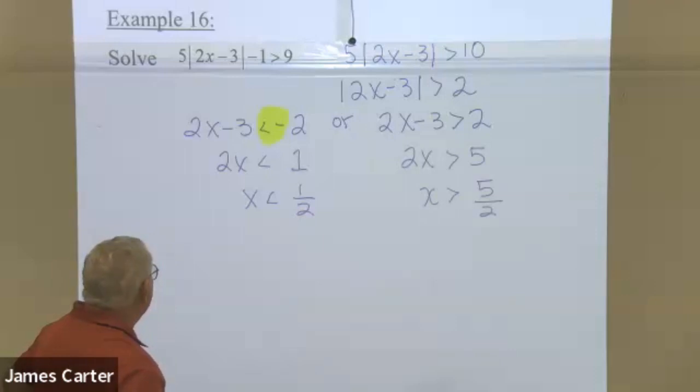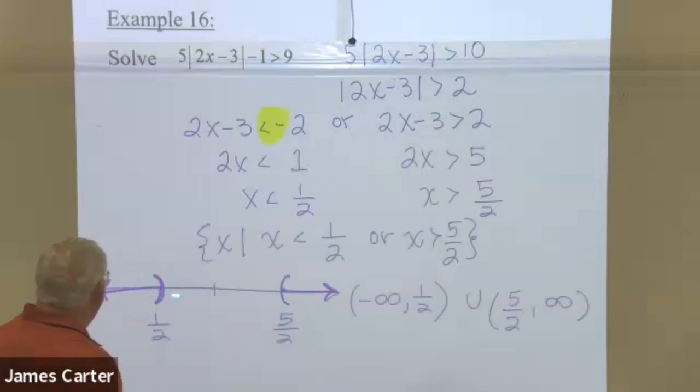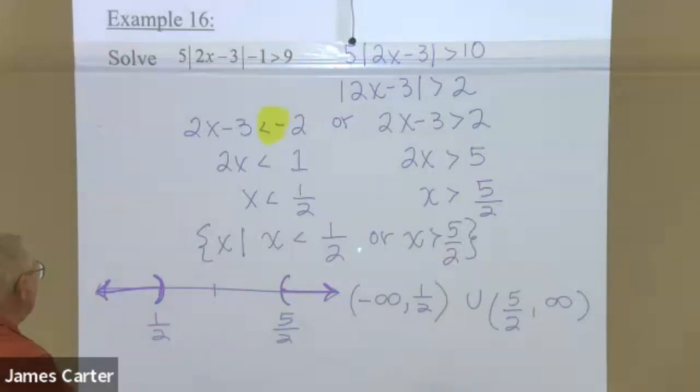There are two values. Here are the graphs. We've got a gap here. We've got a union gap. So this one is from negative infinity to a half. This one is from 5/2 to positive infinity. The set notation, you have to use the word or with the two separate rules.